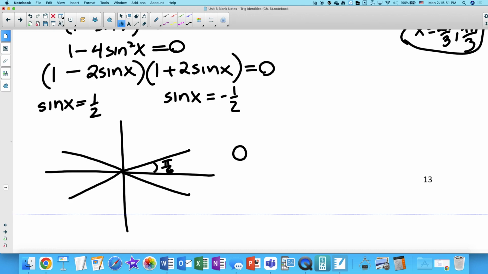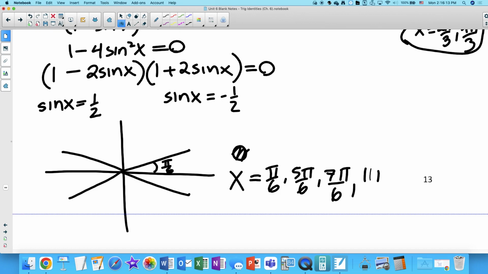I was going to do theta, but we're working in x here. So one of them is pi by 6. This guy over here will be 5 pi by 6, because it's pi minus pi over 6, which is 5 pi by 6. The next one will be 7 pi by 6, and then the last one is 11 pi by 6. All 4 of those angles have a reference angle of pi over 6. The first 2 are in quadrants 1 and 2 where sine is positive. These 2 are in quadrants 3 and 4 where sine is negative.